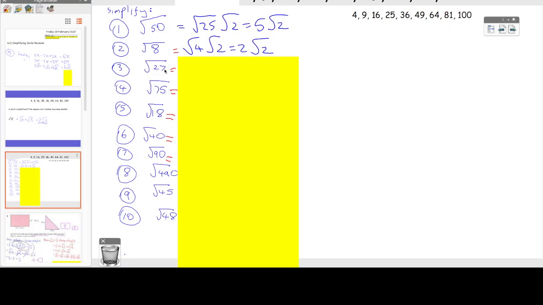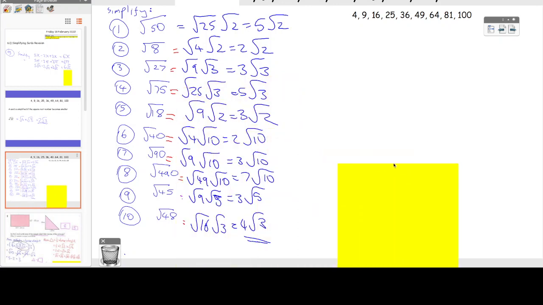So 27. Okay, well that's 9 and 3, and the square root of 9 is 3. Okay, so the square root of 9 times the square root of 3, but the square root of 9 is indeed 3. So I'll just show you all the other answers there. So we've seen these slides before. This is just purely a revision exercise today.